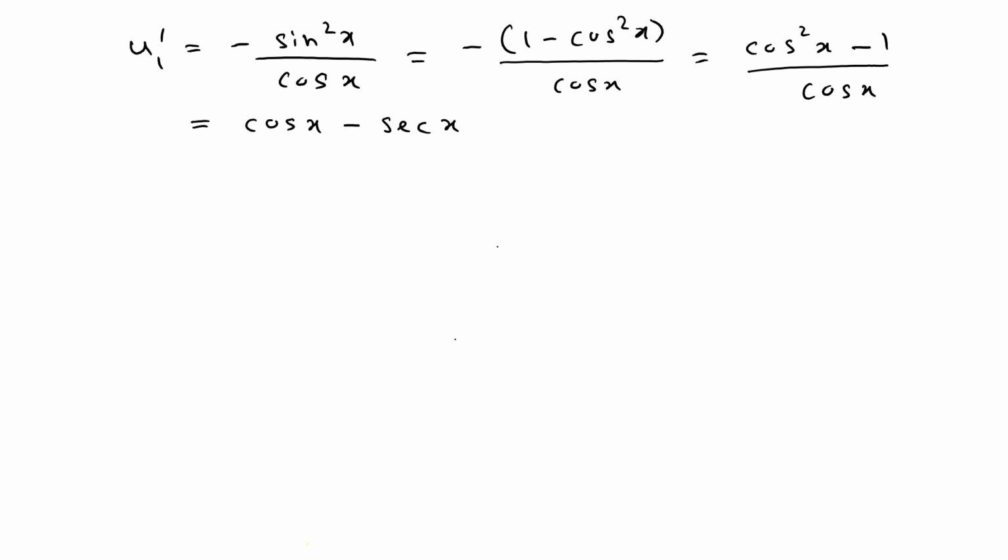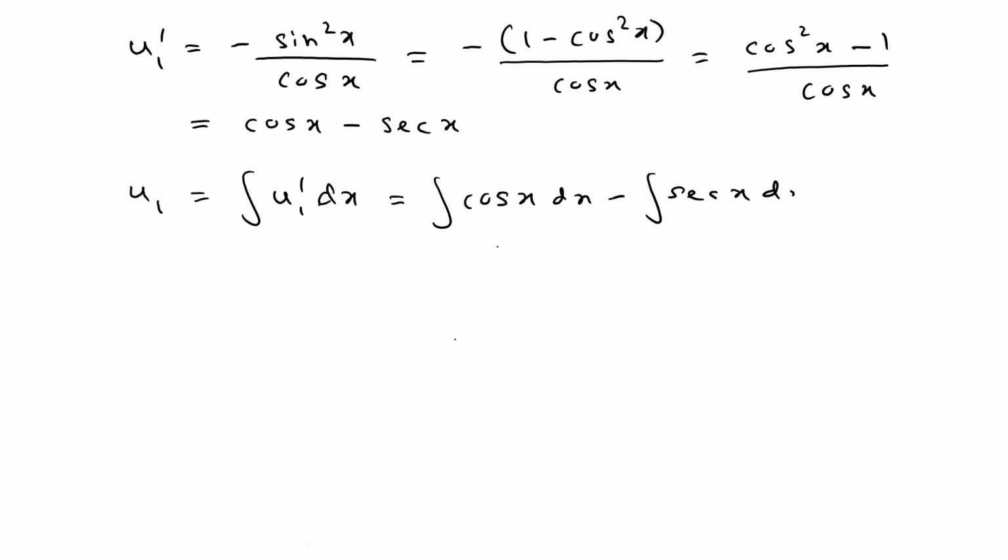Now what we're going to do is integrate. This is a simple integral now, again using Calc 1 tricks. So u1 is the integral of u1 prime dx. That means you're going to integrate one by one: integrate the first one minus integrate the second one. These are easy. The first one is a cosine, so it's sine x. And the integral of secant is the natural log of secant plus tan, so this is natural log of secant x plus tan x. That's a formula that we use.